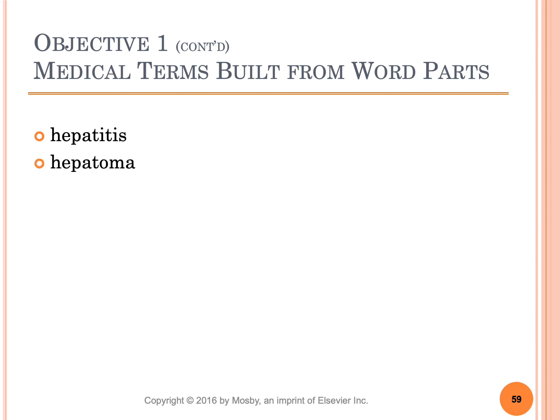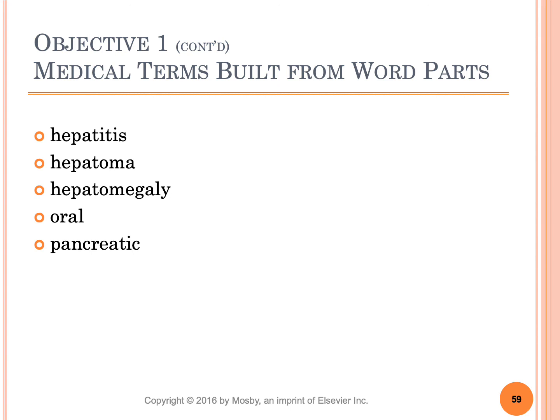A hepatoma is a tumor of the liver. And hepatomegaly. Remember what megaly means? It means enlargement of. So here we have the enlargement of the liver. Oral is pertaining to the mouth. And pancreatic is pertaining to the pancreas.